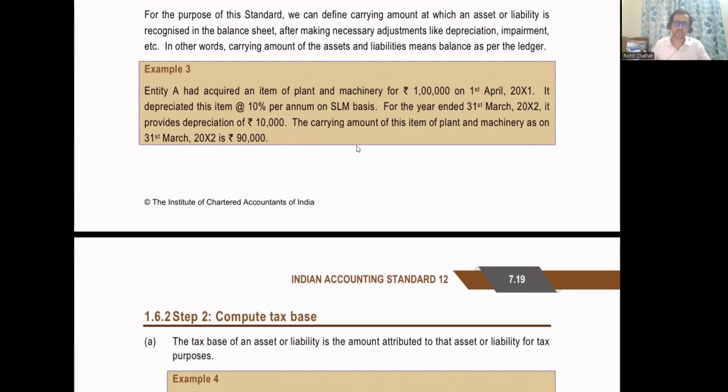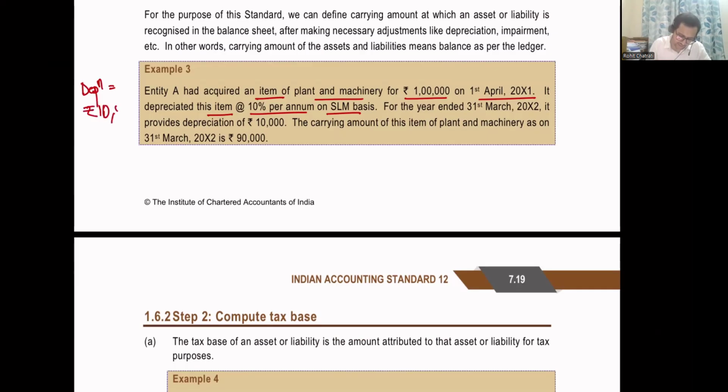Let's now look at example number 3. Entity A has acquired an item of plant and machinery for rupees 1 lakh on 1st of April 2021. It depreciates this item at 10% per annum on SLM basis. What does this mean? The depreciation is actually going to be equal to rupees 10,000.